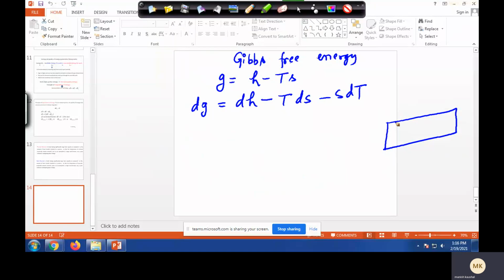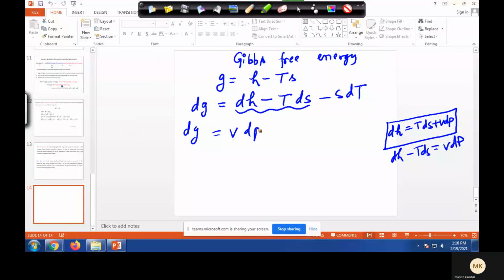I think a few minutes ago we derived that dH is equal to TdS plus VdP. It means dH minus TdS is simply VdP. So we are just expressing one thing in another form. So dG can be replaced by VdP minus SdT.